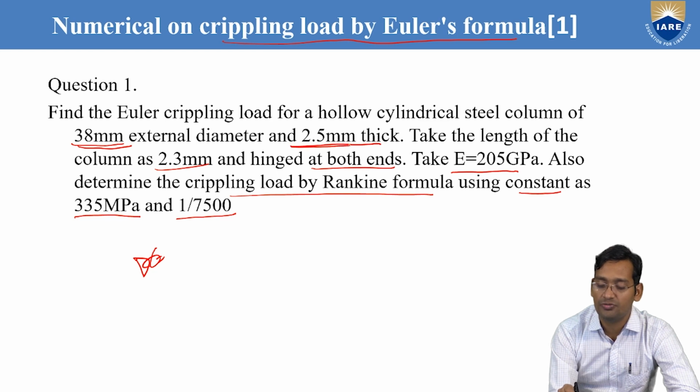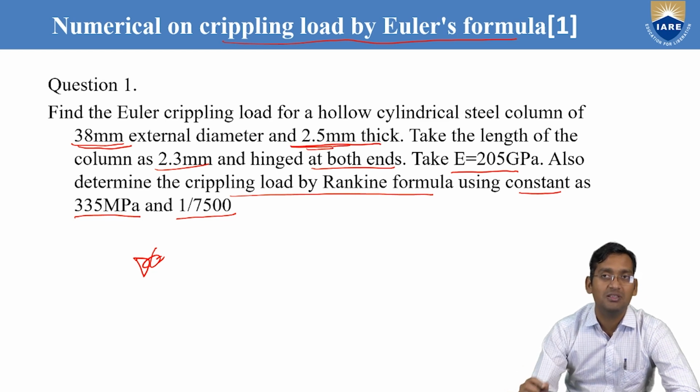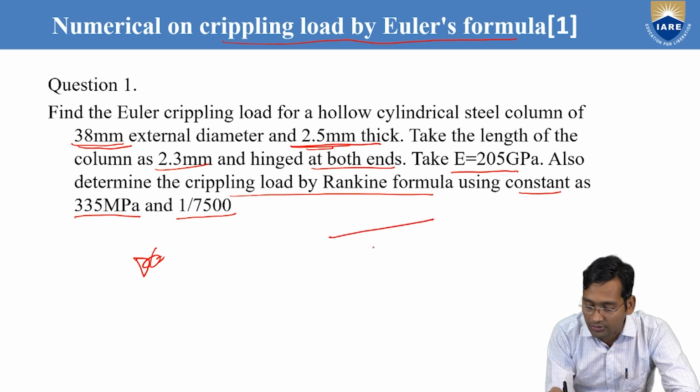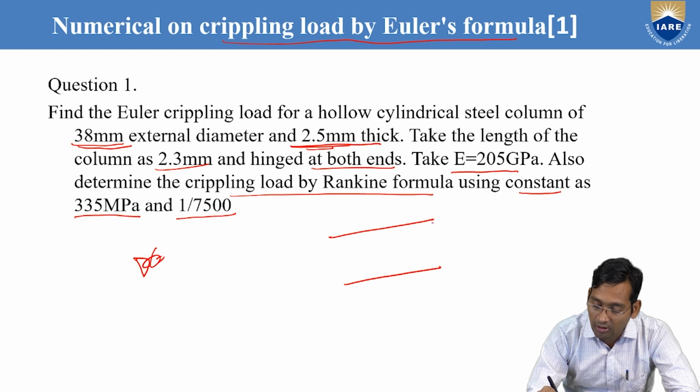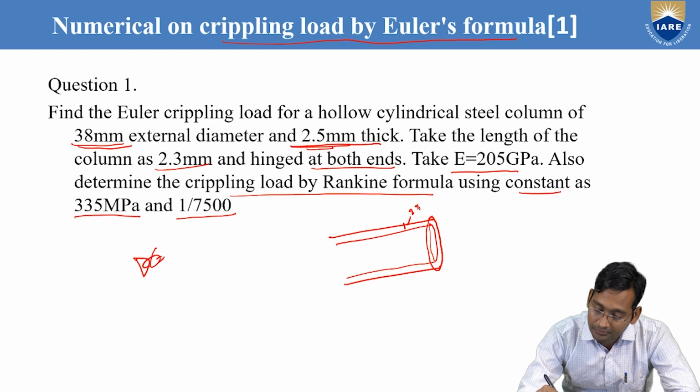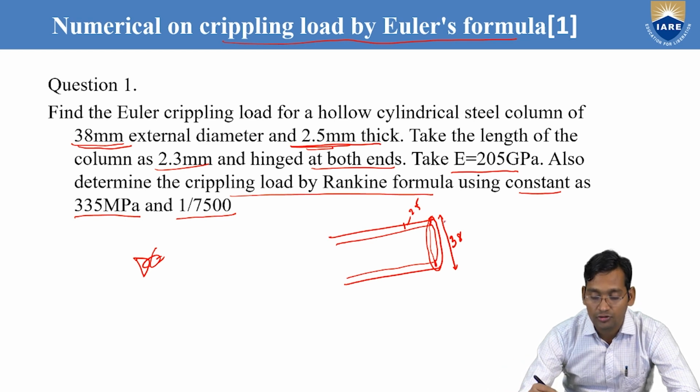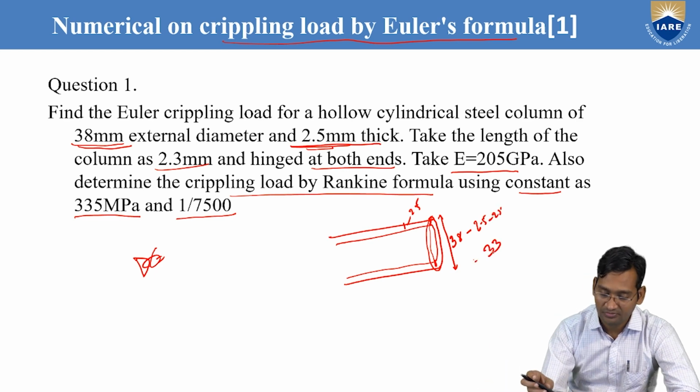Internal diameter, 2.5 mm thick is there. Means from all the sides it will be 2.5 mm thick. So when we see here, the thickness is given, so it will be on all the sides, right? This is given as 2.5, and the total from here to here is given as 38. So this side 2.5, this side also will be 2.5. So after subtracting, 38 minus 2.5 minus 2.5, that is 33. Okay.